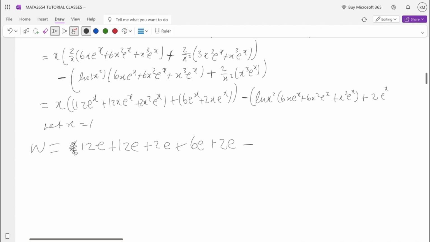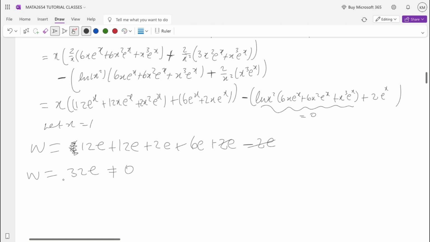Ln of 1? That is 0. So this whole 1 is just going to become 0, so we don't do anything. This negative was affecting everything there. So e to the 1 is just going to be minus 2e. This one and that one cancel. So you see that the Wronskian is going to be 12 plus 12, 24 plus 6, 30. Then we have 32e, which is not equal to 0.